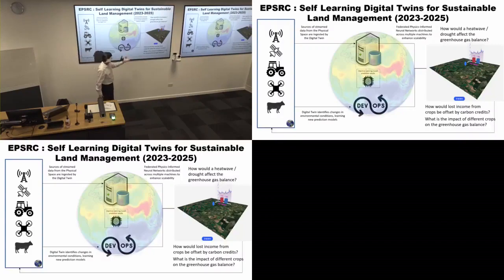Similarly, what's the impact of different crops on the greenhouse gas balance? Because the government wants to know which crops are both economically feasible and, at the same time, environmentally friendly as well. These are some of the questions that our digital twins would be able to answer.